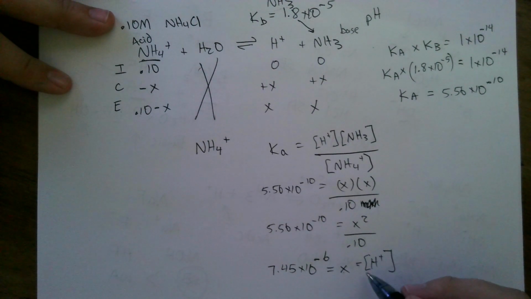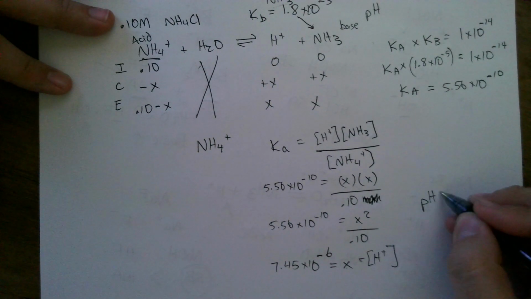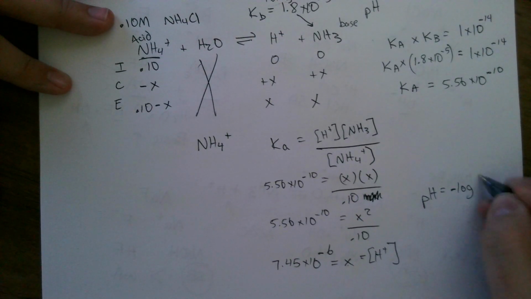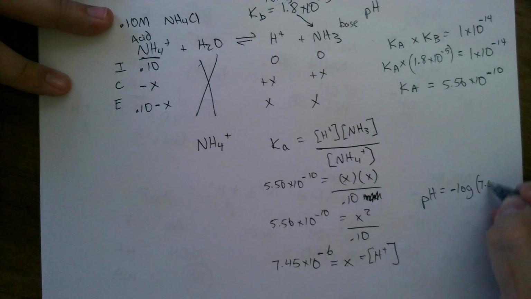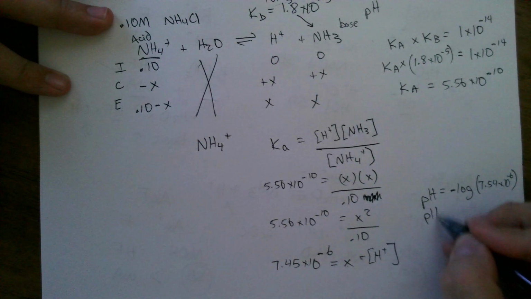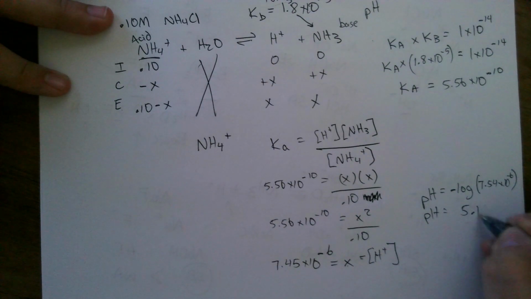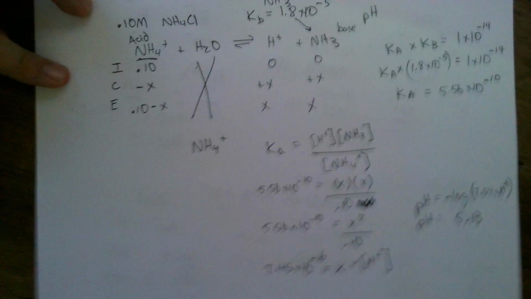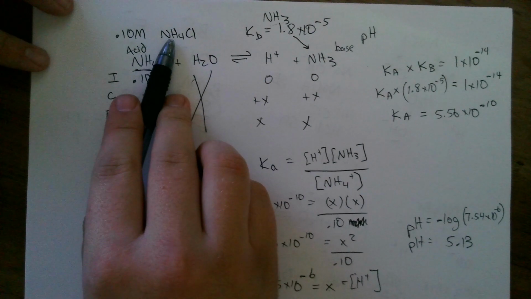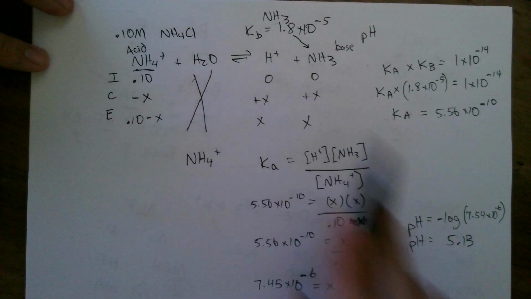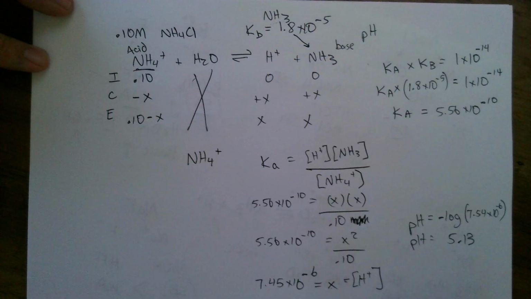I want to find the pH of this, so I take the negative log of the H plus concentration, 7.54 times 10 to the minus 6th. And I find the pH of that, that equals 5.13. This is a slightly acidic salt. 5.13 is its pH.